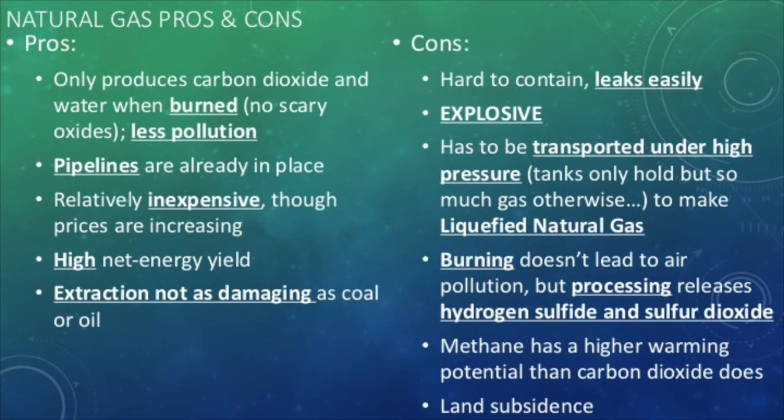But it's hard to contain, and it is an extremely explosive gas. Because of this and the fact that gases are more spread out than liquids, natural gas has to be transported in highly pressurized containers. These aren't cheap. While the burning of natural gas doesn't lead to air pollution, the processing of natural gas releases hydrogen sulfide and sulfur dioxide. The methane itself is a greenhouse gas, and pulling the natural gas from the crust can potentially lead to land subsidence, or the sinking of land.